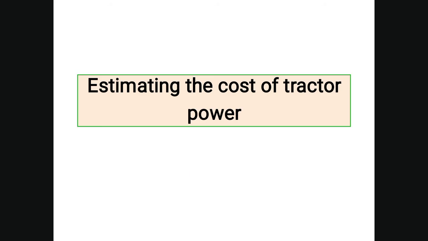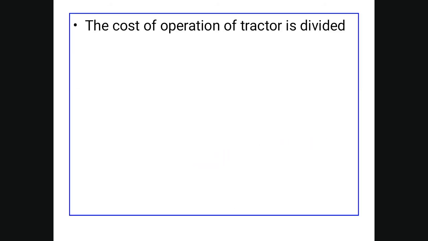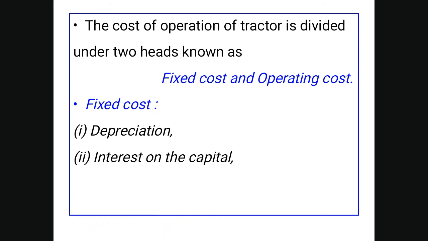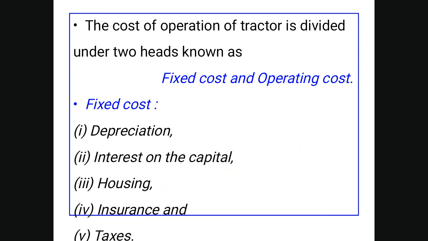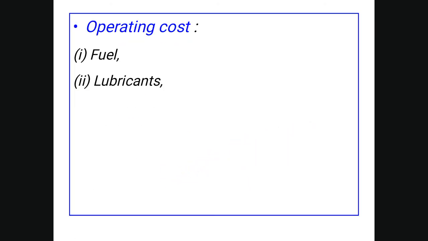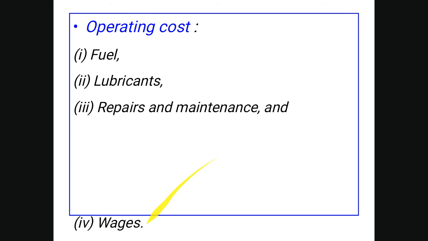Now, estimating the cost of the tractor: the cost of operation of the tractor is divided into heads known as fixed and operating cost. Fixed cost contains depreciation, interest on the capital, housing, insurance and taxes. Operating costs contain fuels, lubricants, repair and maintenance, and wages.